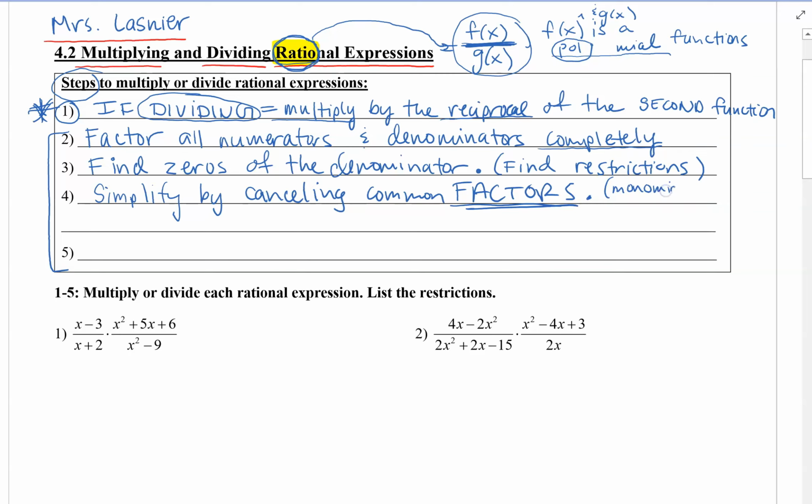We can cancel binomial factors or monomial factors. Remember, a monomial is a polynomial with only one term, and a binomial is a polynomial with two terms. So we can cancel monomial or binomial common factors. Not terms, factors. Then if we have any leftover factors, we merge them by multiplying straight across.